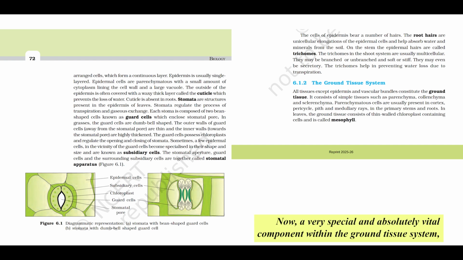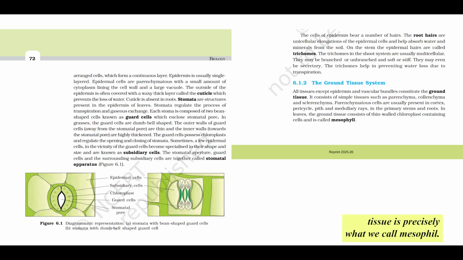Now, a very special and absolutely vital component within the ground tissue system, specifically found in leaves, is the mesophyll. In leaves, the ground tissue is highly specialized. It consists of thin-walled cells that are just densely packed with chloroplasts. This specialized tissue is precisely what we call mesophyll, and this is where the real magic of photosynthesis happens, that incredible process where plants convert sunlight into chemical energy, making their own food. It is the primary site for almost all food production in the entire plant kingdom.